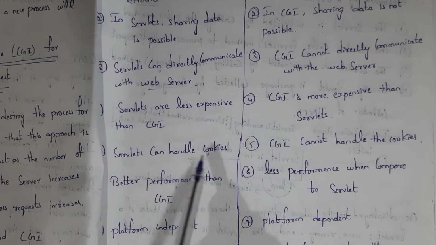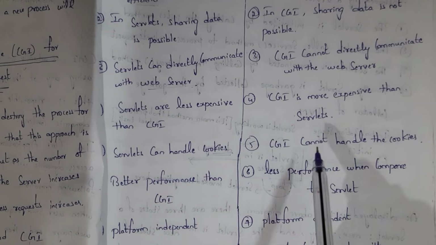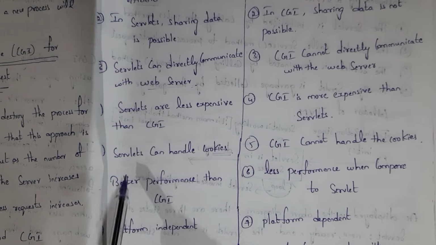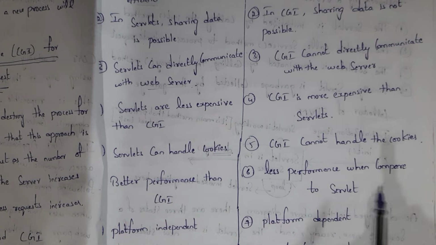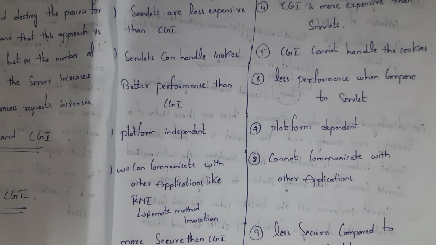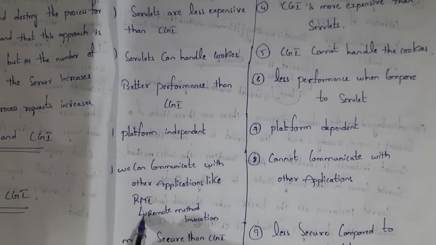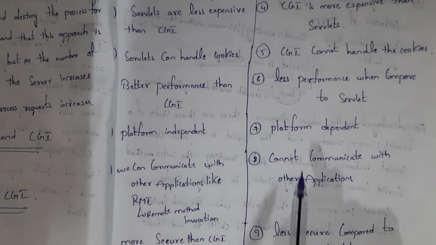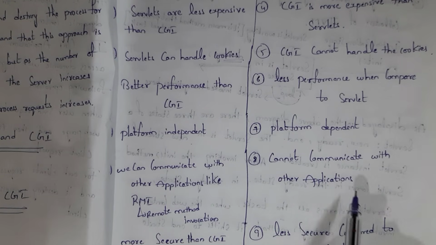Servlets can handle cookies, and CGI cannot handle cookies and sessions. In servlet there is better performance, but in CGI performance is very low when compared to servlet. Servlet is platform independent and CGI is platform dependent. By using servlet we can communicate with other applications like RMI, where RMI stands for remote method invocation, and we cannot communicate with other applications in CGI.